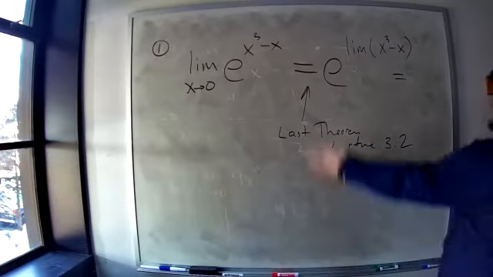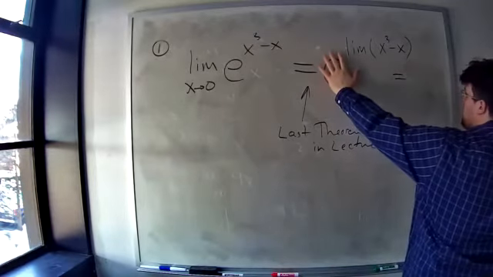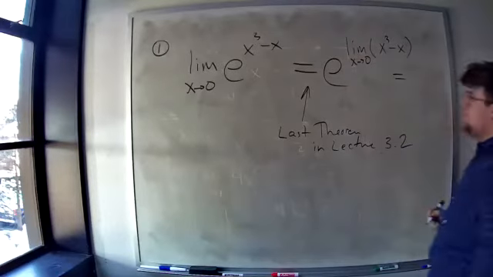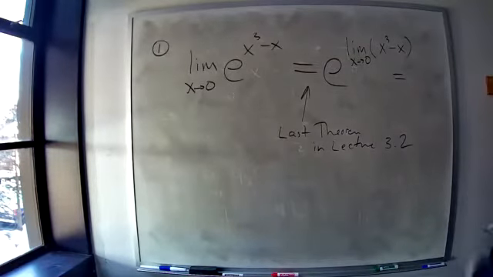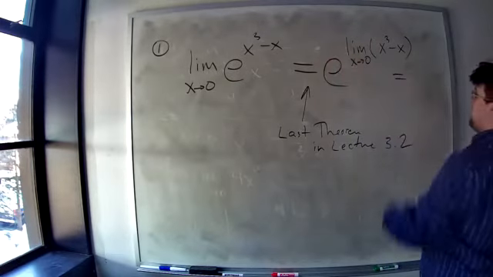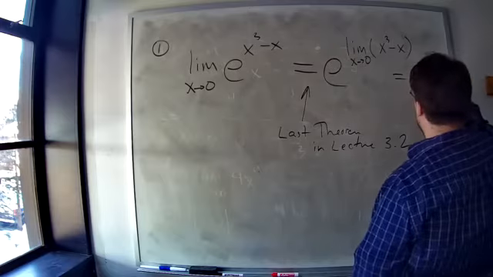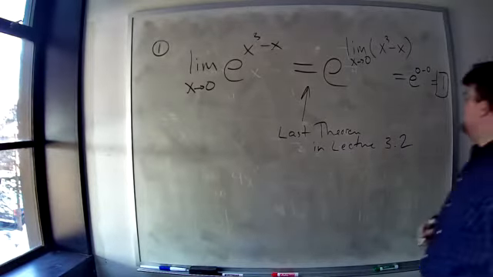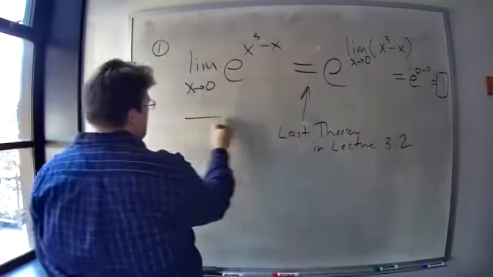Because now, once the limit's in the exponent, we can take that limit by using the algebraic limit laws. Oh, what am I doing? The limit without that doesn't make sense. That's just as x goes to 0. So we can take this limit using the limit laws. We get e to the 0 minus 0, which is e to the 0, which is 1.